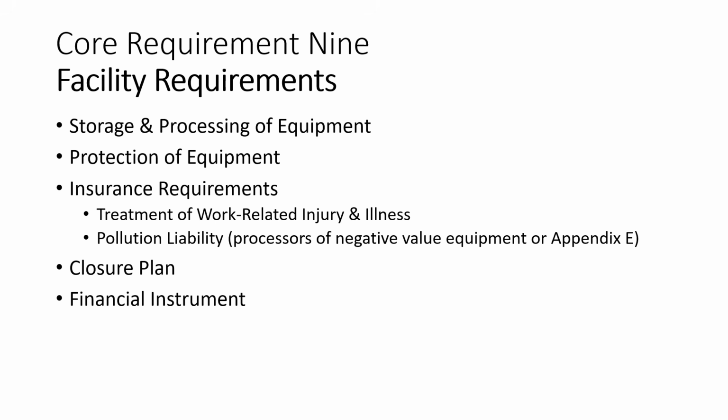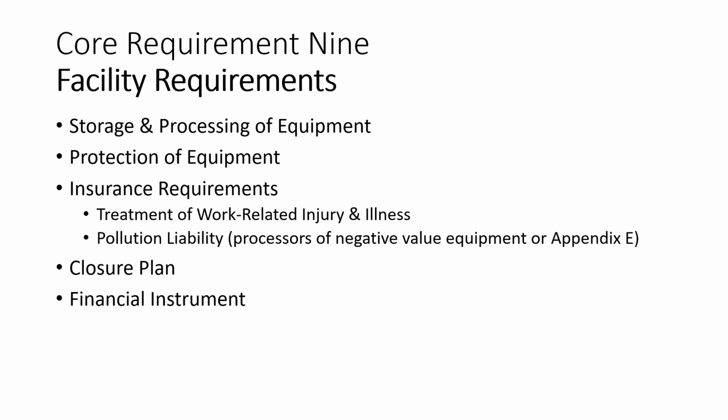For requirement 9, facility requirements. 4.9 is going to guide how we safely store and process equipment as it relates to our EH&S performance, our legal requirements, and the protection of equipment. It will require that we maintain some type of insurance policy that covers the treatment of work-related injury and illness, as well as the requirement for pollution liability insurance for companies that either process negative value equipment or are certified to Appendix E.